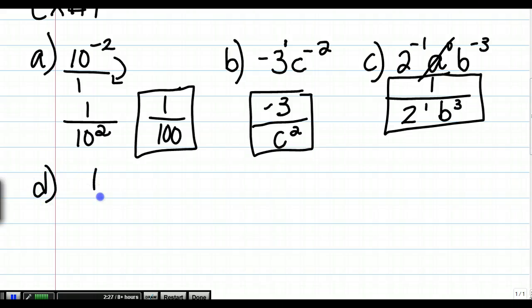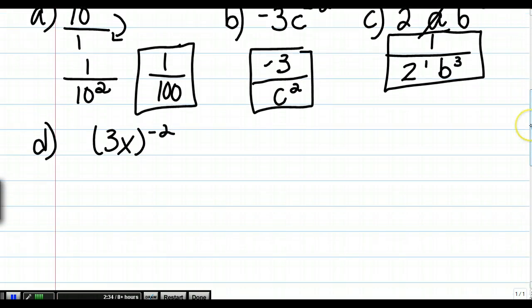D. Here I have 3x to the negative 2. You still have your rules of exponents where you have a power to a power. So this is a power of 1 and this is a power of 1. So if you remember your rules, you need to multiply both of these by negative 2. So you're going to have 3 to the negative 2 power and x to the negative 2 power, because 1 times negative 2 is negative 2. You are not doing 3 times negative 2. That is a big no.